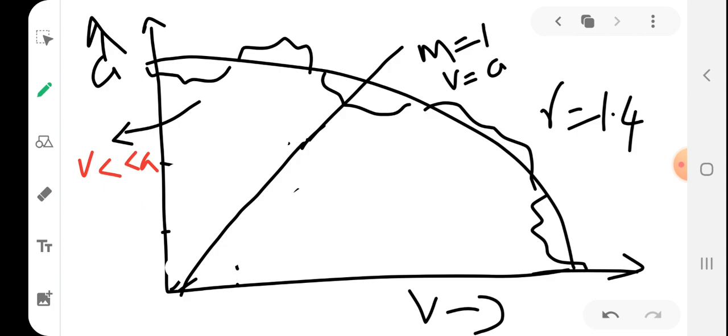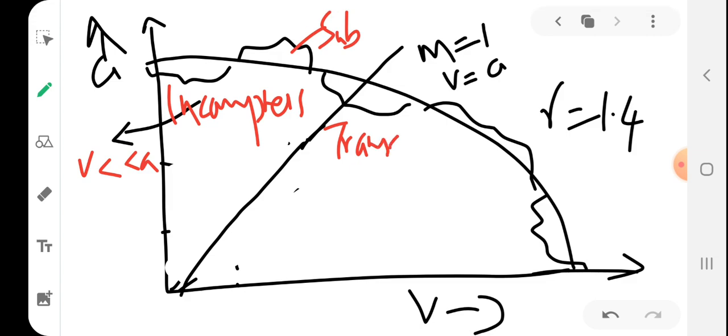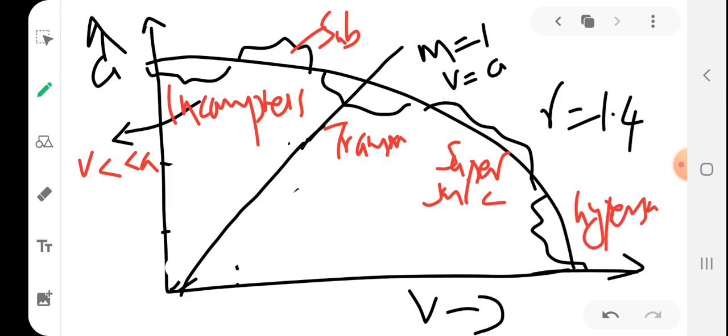The regime close to the y-axis is V very much less than A, incompressible. This will be subsonic. This will be transonic. This will be supersonic. This will be hypersonic. So this is how the Prandtl velocity ellipse is. It is a first quadrant ellipse, and it can be divided into 5 regions.